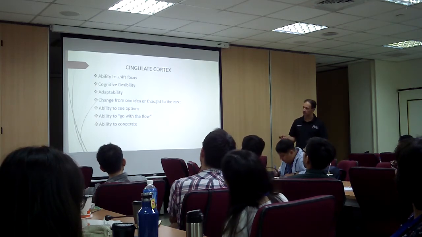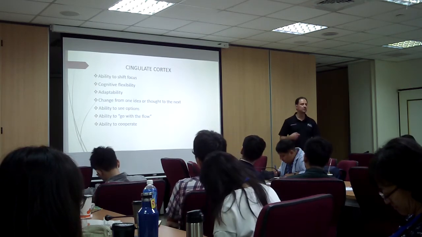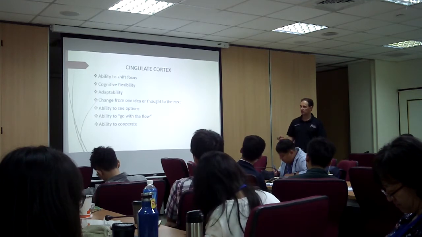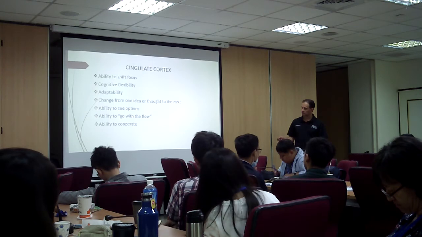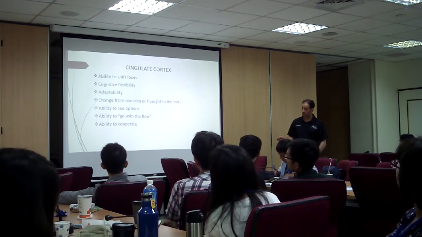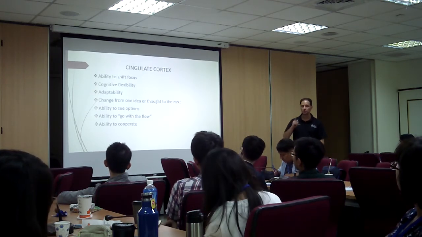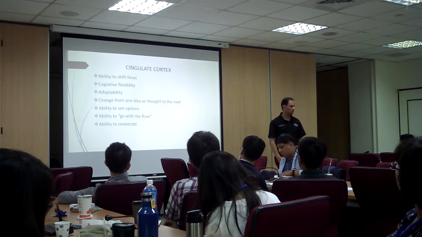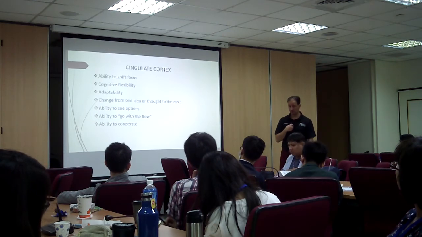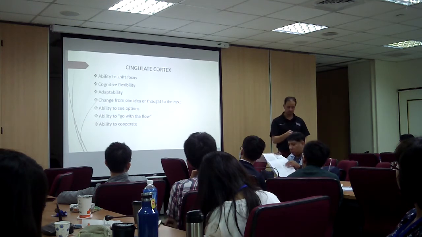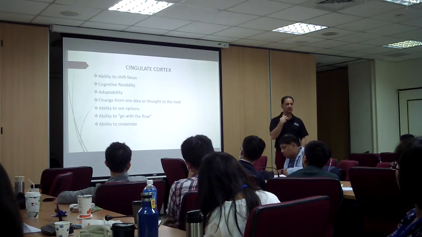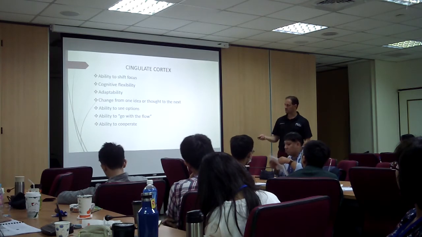It's adapting to new environments, adapting to new ways of saying things, and even adapting to the food, things like that. So, the ability to see options. This is the type of person who sees just one option. It's the way I do it. There's no other way. I'm right, you're wrong. So there's no ability to see other options to do things differently.